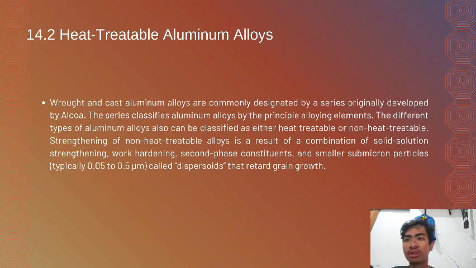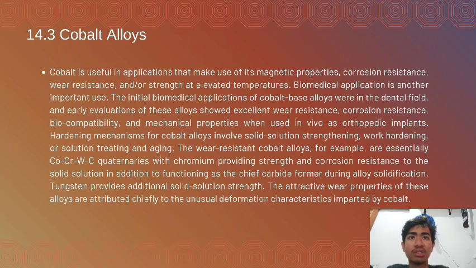Wrought and cast aluminum alloys are commonly designated by a series originally developed by Alcoa. The series classifies aluminum alloy by the principal alloying elements. The different types of aluminum alloy can also be classified as either heat treatable or non-heat treatable. The highest strength levels are attained by the heat treatable alloys, which are strengthened by precipitation hardening. The non-heat treatable aluminum alloys include pure aluminum, aluminum manganese alloys, aluminum silicon binary alloys, aluminum magnesium binary alloys, and other mixed selections of alloys.